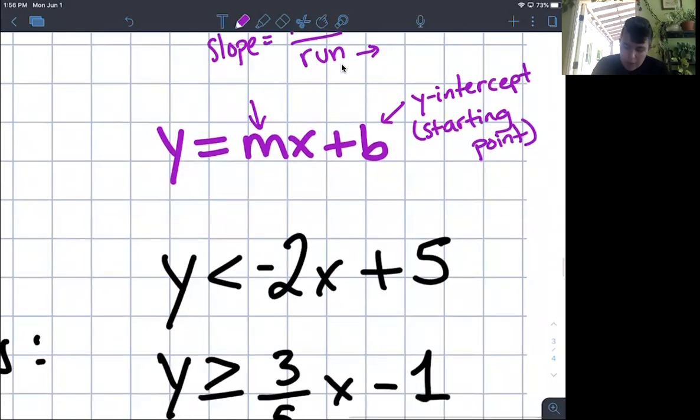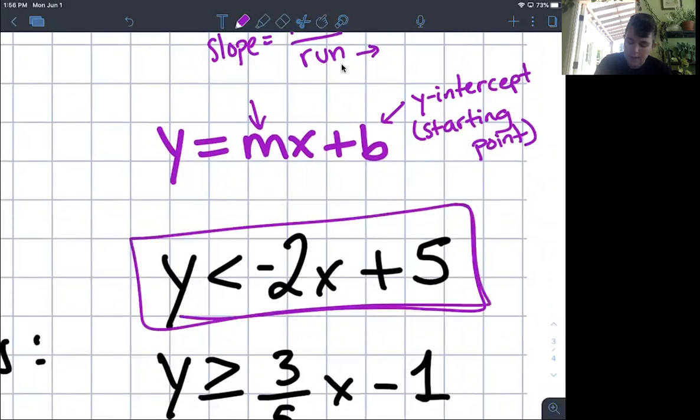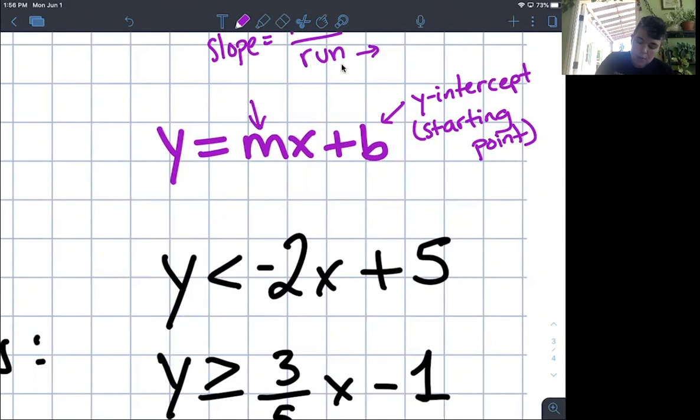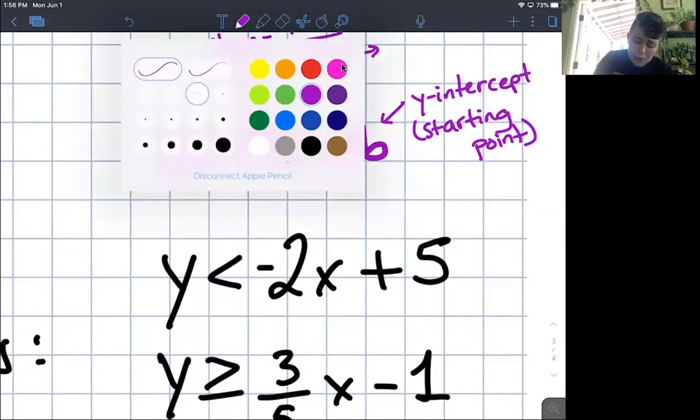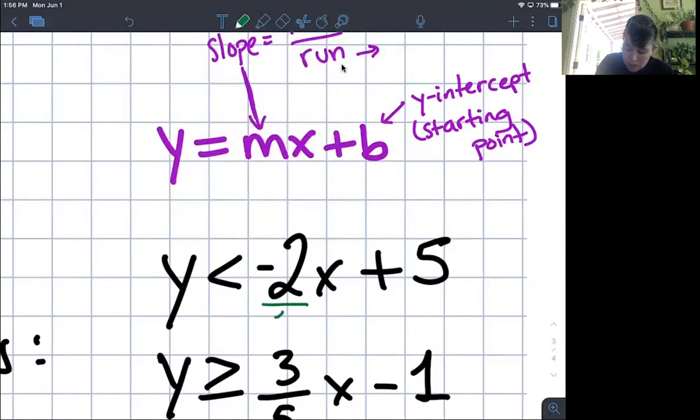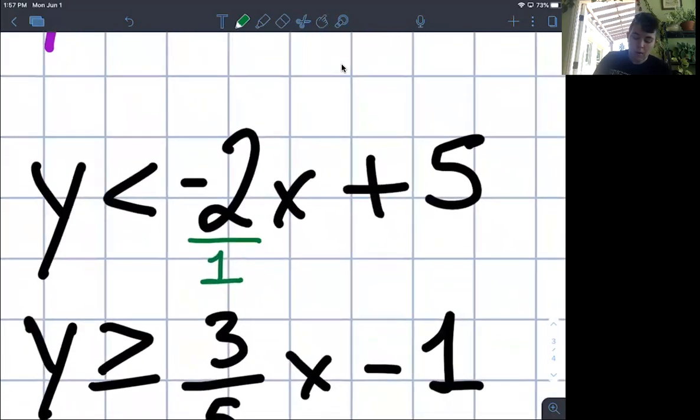So for this first one right here, y is less than negative 2x plus 5. The slope is, remember, the number that's attached to the x. So the slope here is negative 2, but this is a problem because I need a rise and a run, and I don't see a number over a number. I just see one number. So I'm actually just going to put that negative 2 right on top of a 1. Anytime you have just a number by itself that's not a fraction, but you need to make it a fraction, just put it over 1. Simple.